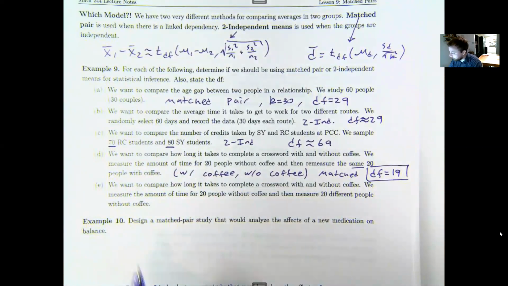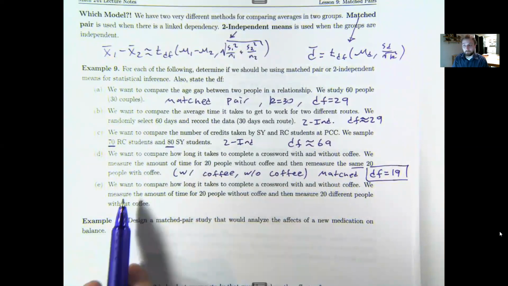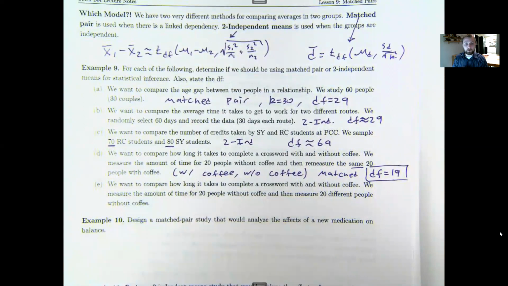Finally, we want to compare, oh shoot, I think I might have a typo here. Can you pause the video and read E for me? I feel like I might have had a typo here. And if I do, I'm so sorry about that. But read through and see what you get for your model and your degree of freedom.